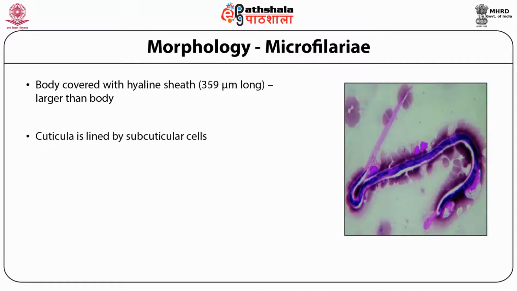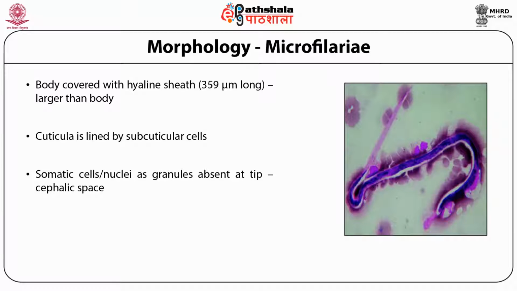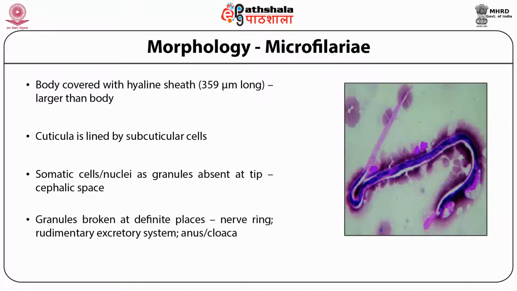Further, the cuticula of the body wall is lined by specialized subcuticular cells. Another diagnostic feature of Microfilaria is the presence of numerous nuclei in their cytoplasm, just like the nuclei present in the adults. These nuclei, as you can see in the figure, are present as granules, but they can be seen clearly only after staining. Otherwise, these granules are not visible at all.